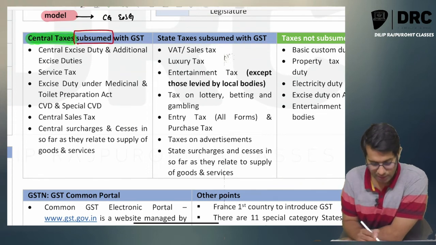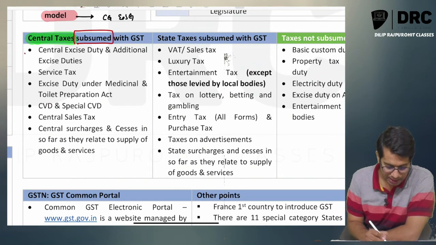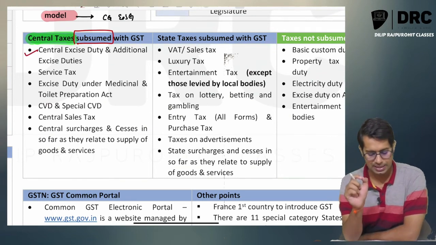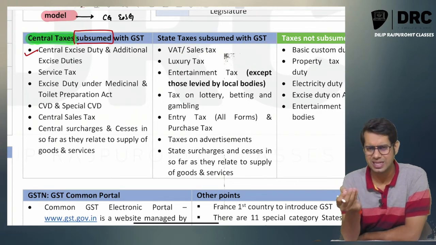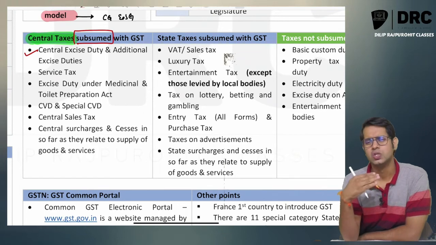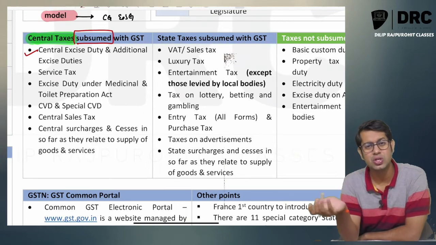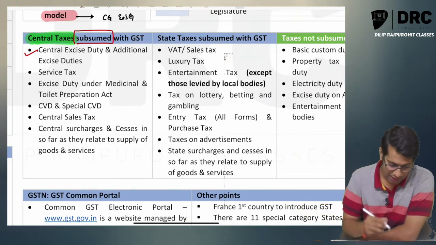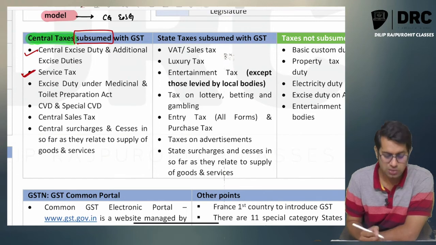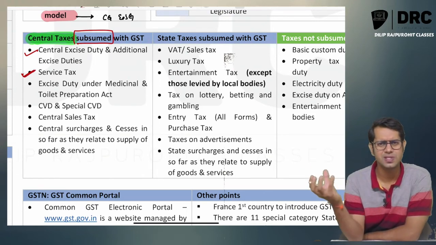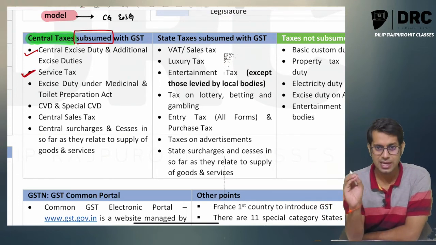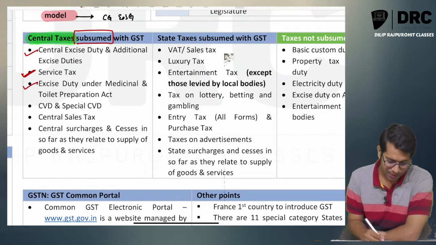Which is now subsumed with GST. What are those taxes? Tax type number 1 is central excise duty and additional excise duty. Whenever you manufacture, you had to pay excise duty. So that central excise duty and additional excise duty is now merged with GST law. Similarly, service tax is merged with GST law. Before, on services they were collecting something called service tax. Now that is also merged with GST.